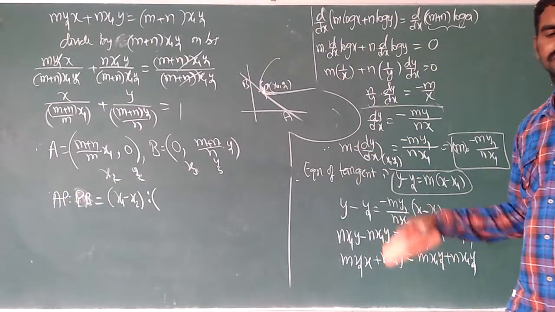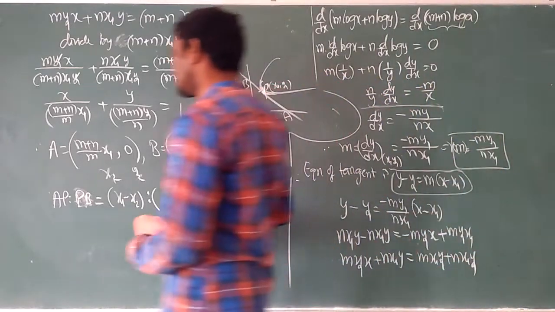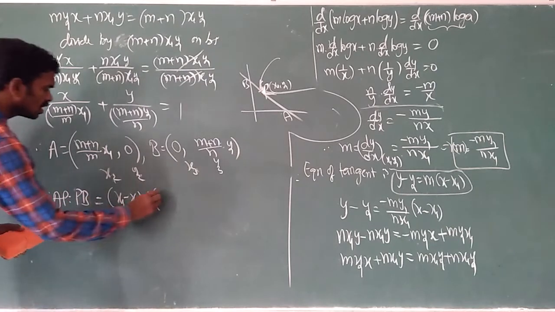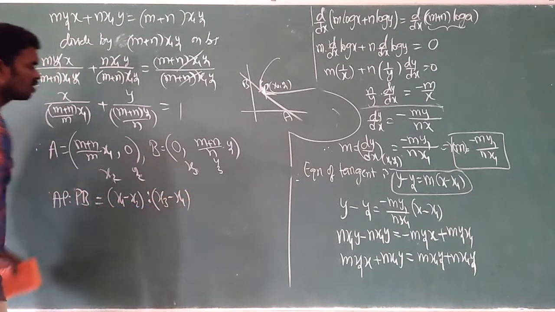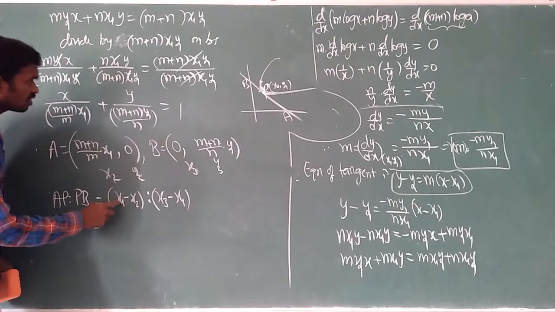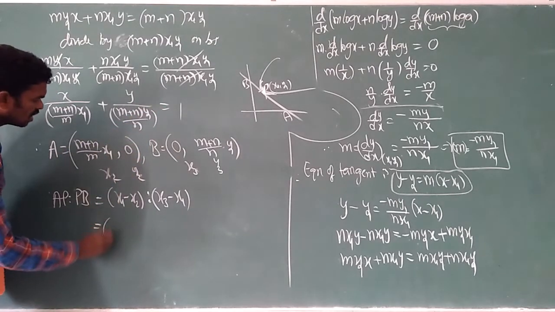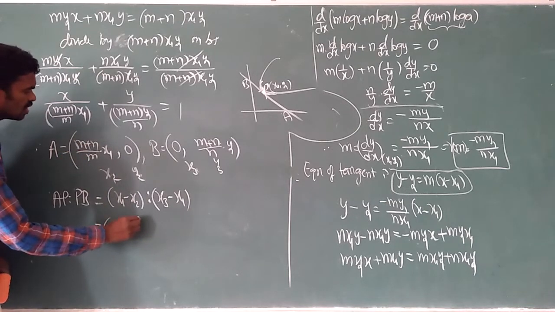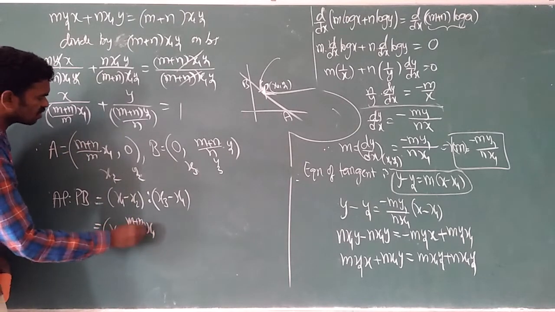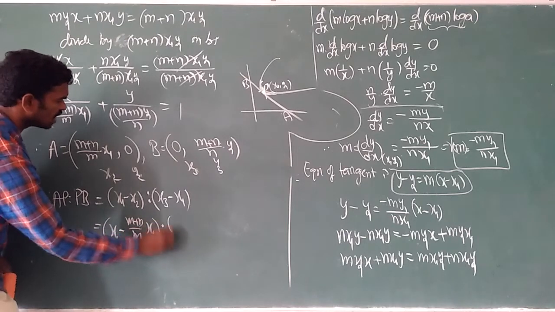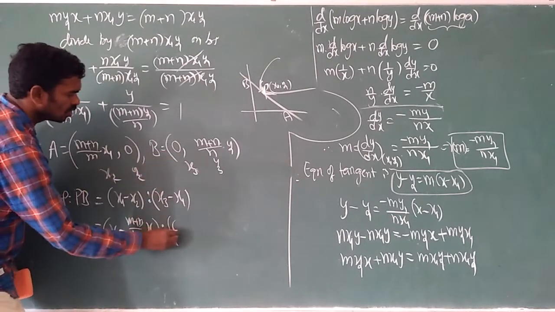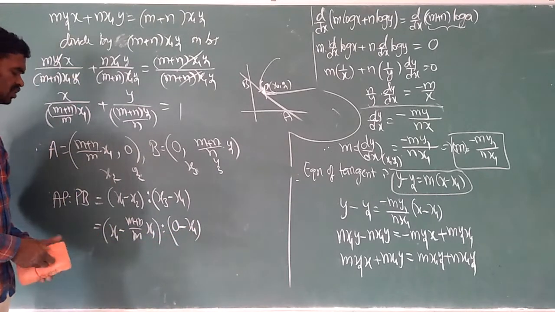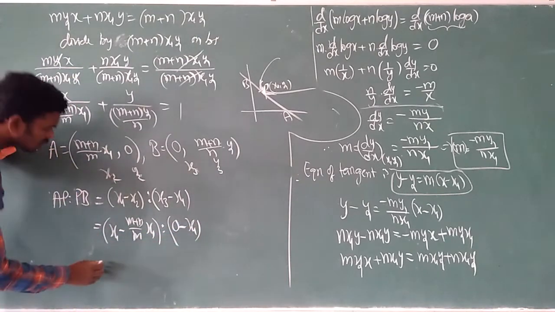You can tell me what next? Simple. x3 minus x1. Okay. So what is x1 here? x1 only. x1 minus x2 means what? So this one, what is that? (m plus n) by m into x1. These two. x3 means what? 0 minus x1 means minus x1. Simplify this, you can get the ratio. The ratio must be constant.